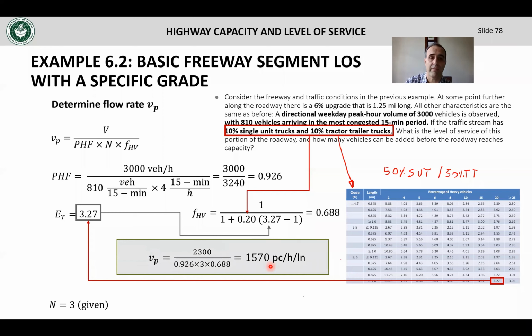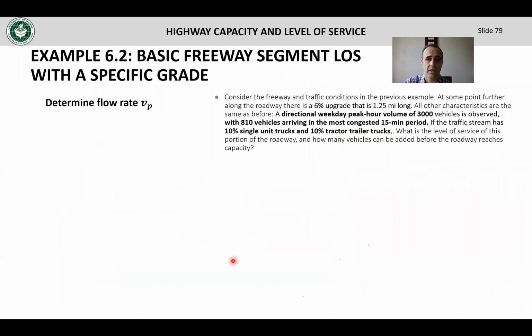And now we have the flow rate, we have the free flow speed, we can compute the level of service very easily. So similar to what we did before, we determine the breakpoint. The breakpoint is exactly the same as what we did before. It's a function of the free flow speed.